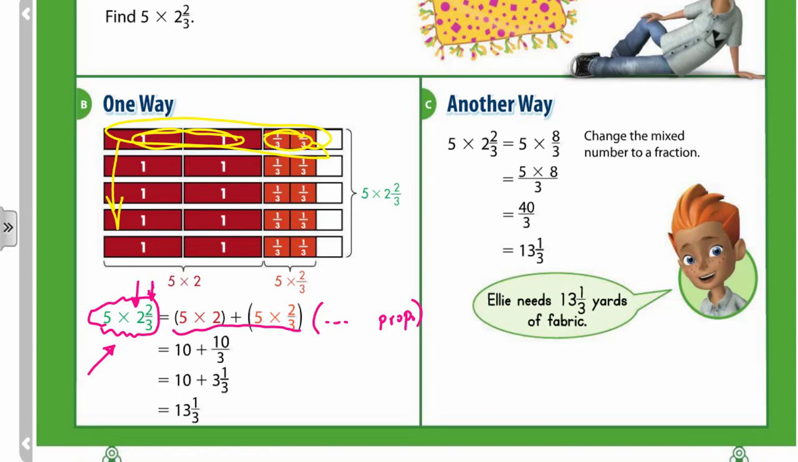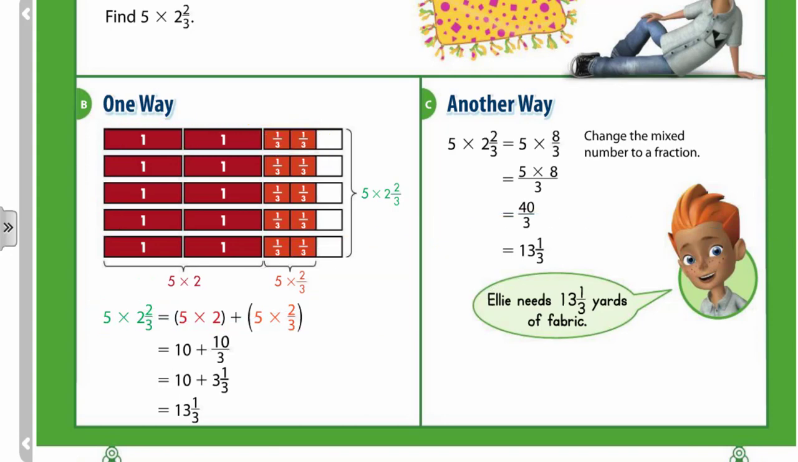Associative? No, not associative. What is this property? Distributive property. We are distributing the 5. I have a problem with this pen. We are distributing the whole 5 to multiply it one time by the whole 2 and another time by the 2/3.